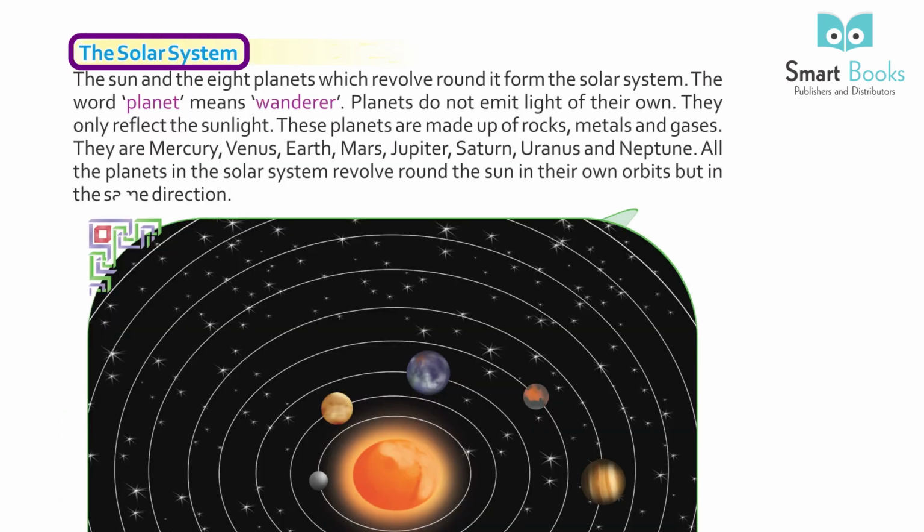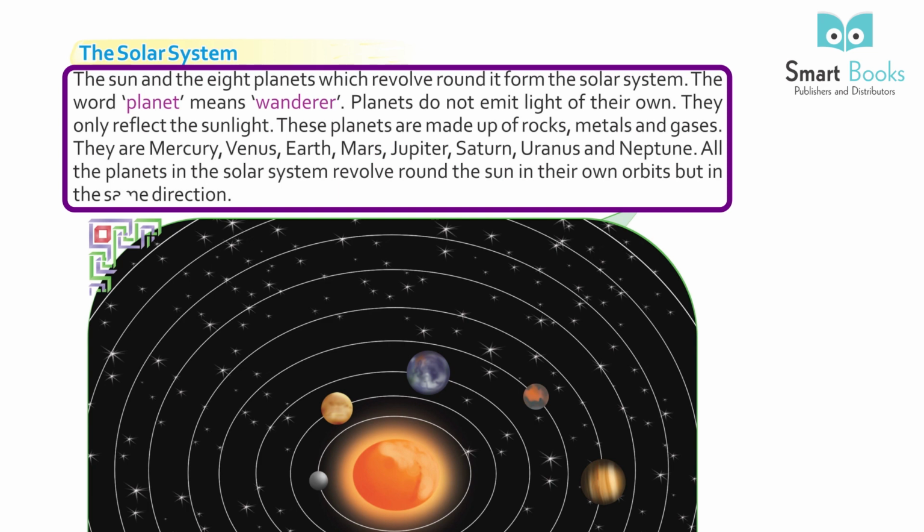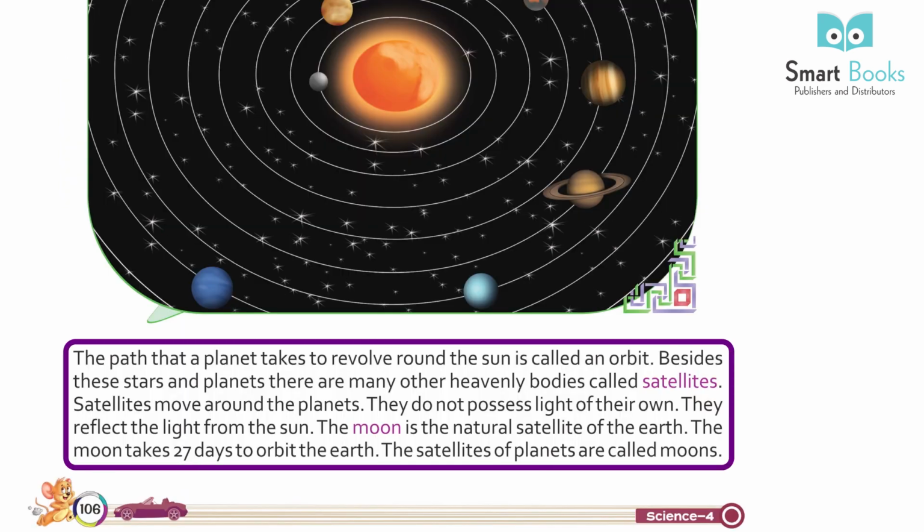The solar system. The sun and the 8 planets which revolve around it form the solar system. The word planet means wanderer. Planets do not emit light of their own, they only reflect the sunlight. These planets are made up of rocks, metals and gases. They are Mercury, Venus, Earth, Mars, Jupiter, Saturn, Uranus and Neptune. All the planets in the solar system revolve around the sun in their own orbits, but in the same direction. The path that a planet takes to revolve around the sun is called an orbit.